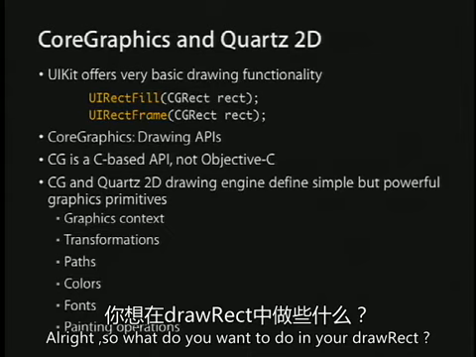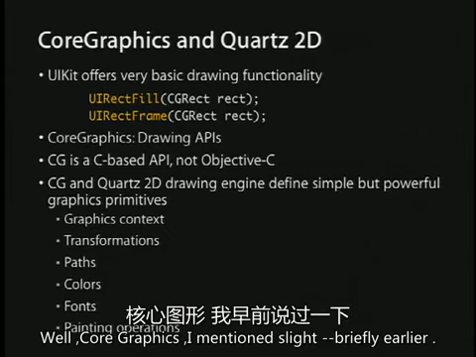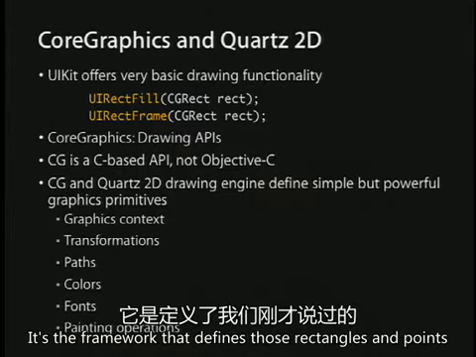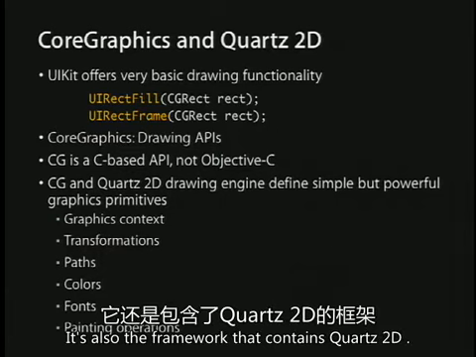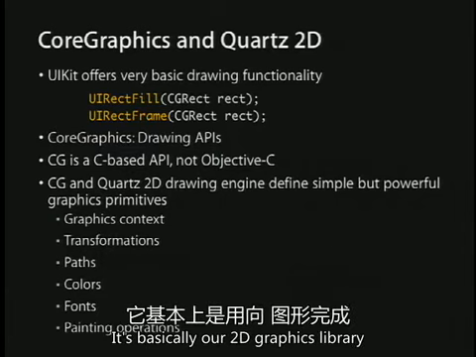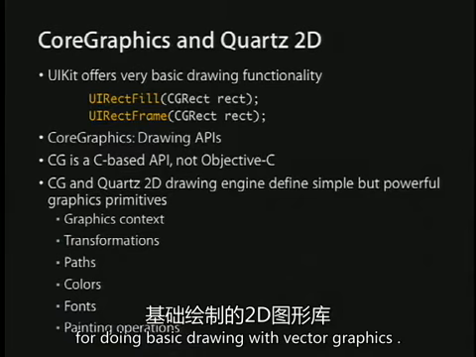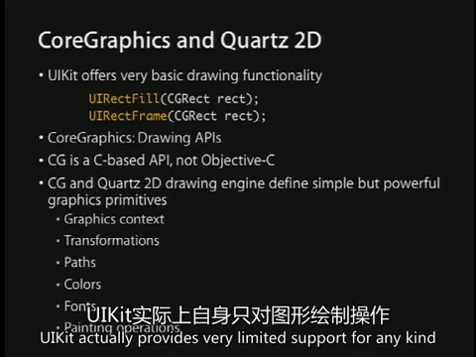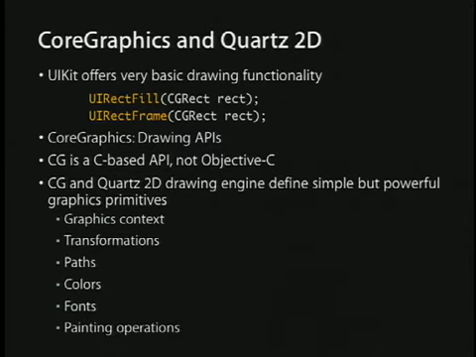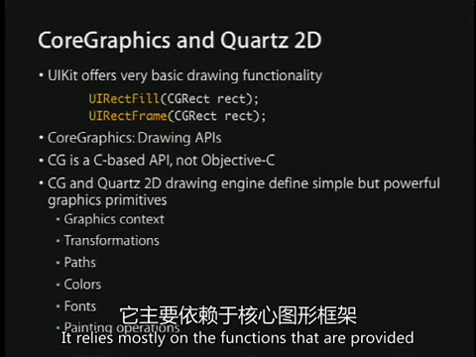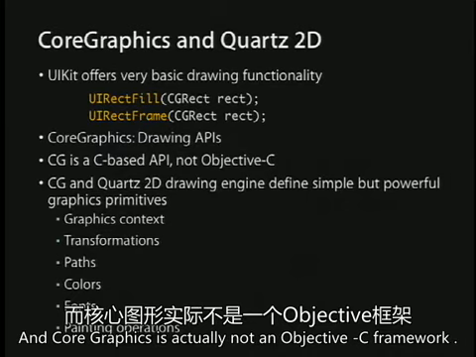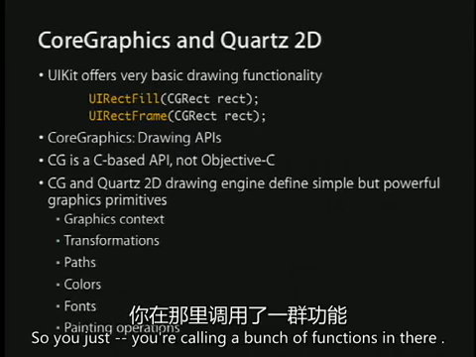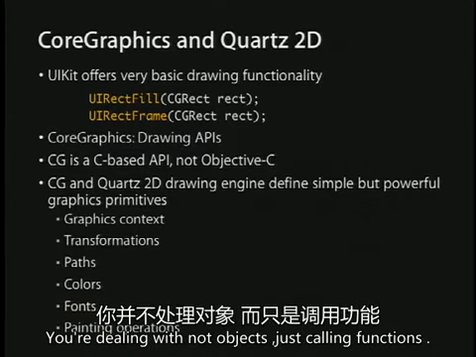All right, so what do you want to do in your drawRect? Well, Core Graphics, I mentioned briefly earlier, is the framework that defines those rectangles and points and sizes we were just talking about. It's also the framework that contains Quartz 2D. It's basically our 2D graphics library for doing basic drawing with vector graphics. UIKit actually provides very limited support for any kind of graphics drawing operations in UIKit itself. It relies mostly on the functions that are provided by the Core Graphics framework. And Core Graphics is actually not an Objective-C framework. It's a straight C framework. So you're calling a bunch of functions in there. You're dealing with not objects, just calling functions.